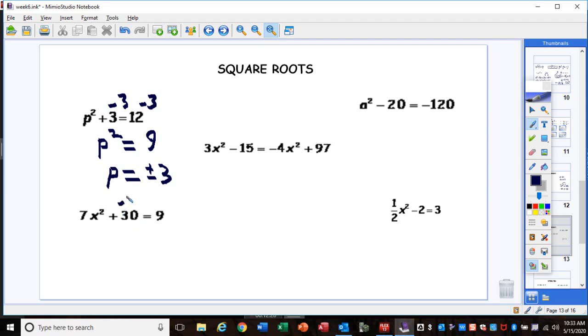Sometimes, okay, let's move the 30 over. Sometimes you're going to get a bad answer here. You'll see. Move the 30 over, and forgive me again, I'm writing with my mouse, so it takes a minute.